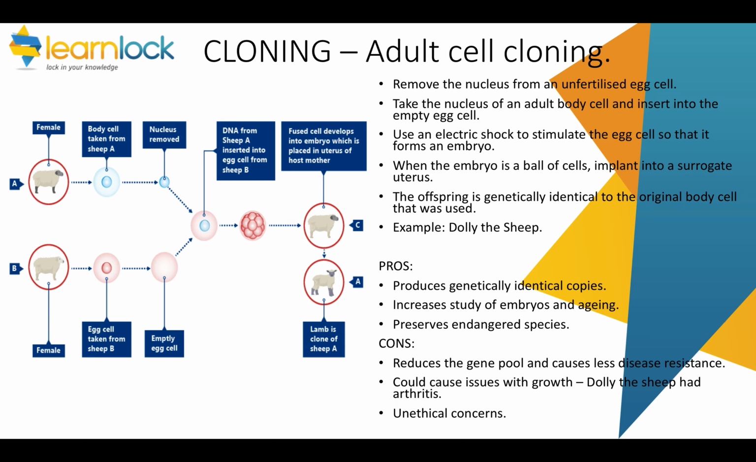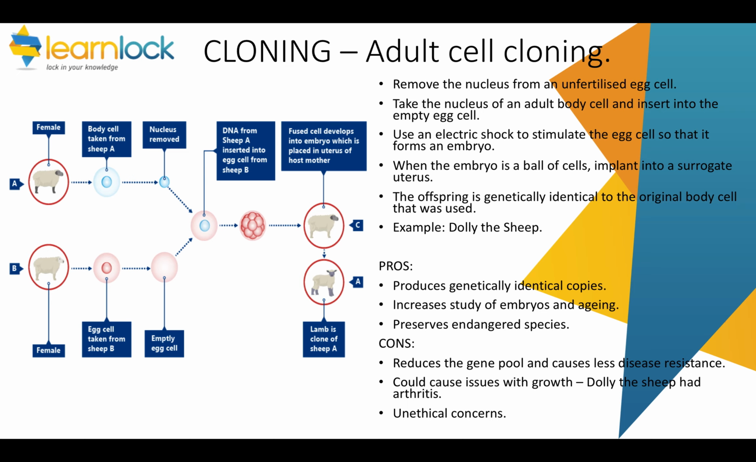So first of all, you would take an unfertilised egg cell from a female sheep, and you remove the nucleus. Okay, so you don't need that nucleus anymore, you remove it. Then you would take another sheep, and this is the sheep that you want to clone, and you would take an adult body cell from that sheep, so anything from the skin or the body itself, something with the full set of chromosomes, and you take the nucleus out of that body cell and put it into the empty egg cell that you just created.